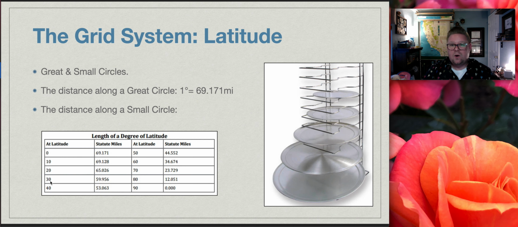If you want to say, well, how far around the world is it at 30 degrees north? Well, it's 360 degrees all the way around, but each degree is worth 59.956. You multiply that and you'll see it's significantly less in distance. So, something to think about.